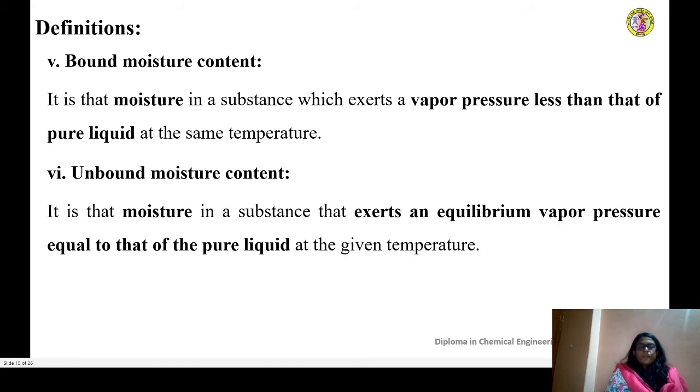Okay, so the unbound moisture is that one which exerts the equilibrium vapor pressure equal to that of pure liquid, whereas the bound moisture is the one which exerts a vapor pressure less than that of the pure liquid at the same temperature. So unbound moisture is the one which is primarily held in the voids of the solids.